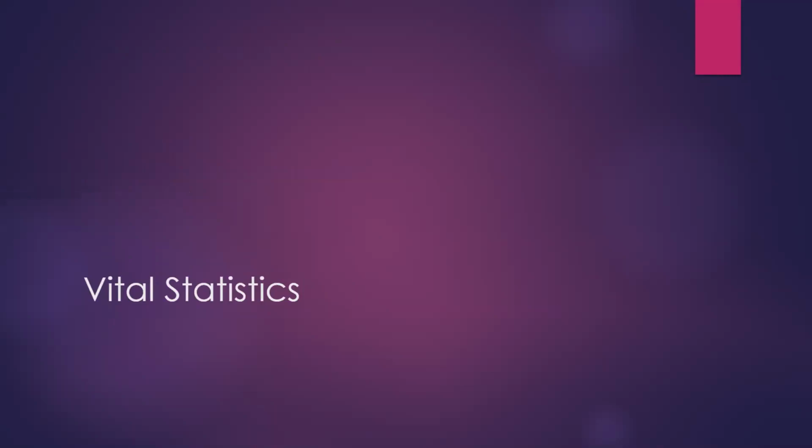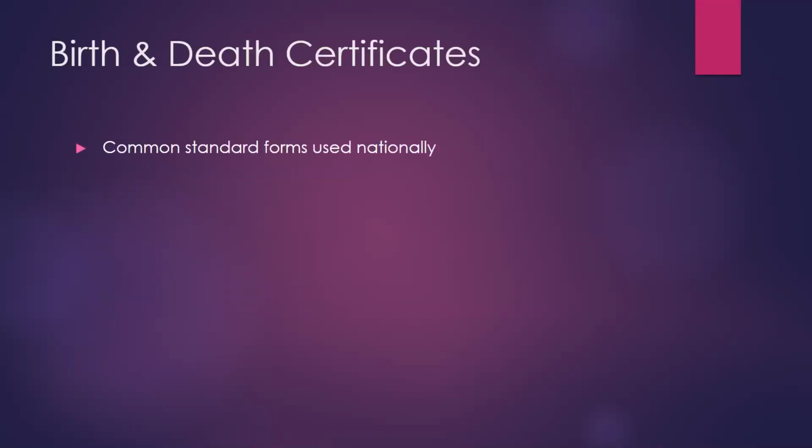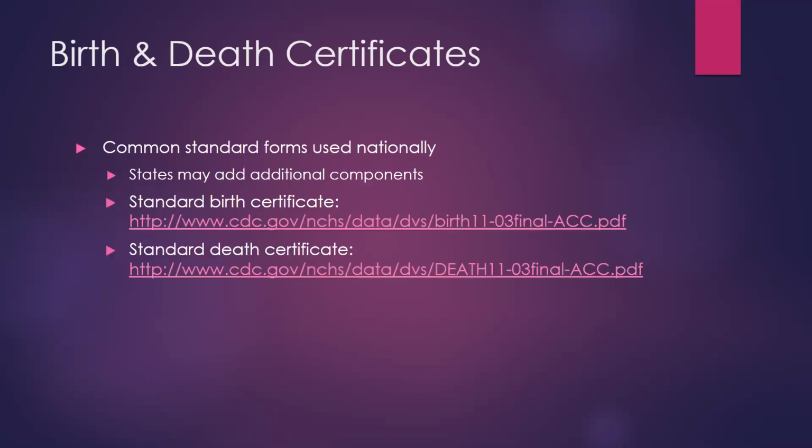The other source of information we should have on everyone in the population is vital statistics, which is birth and death certificates. And so in the US, we have standard forms that are available at the sites listed here, and states can collect more information if they like.